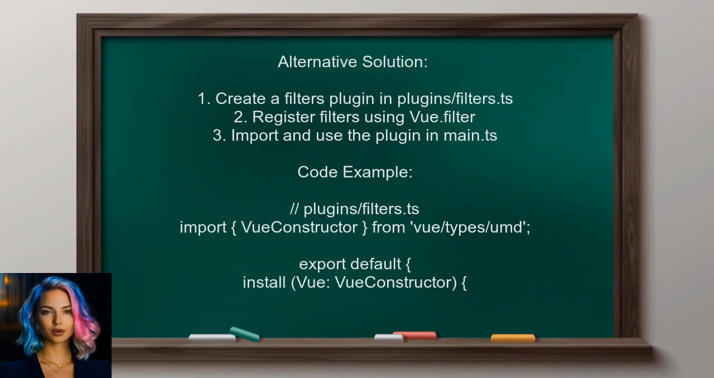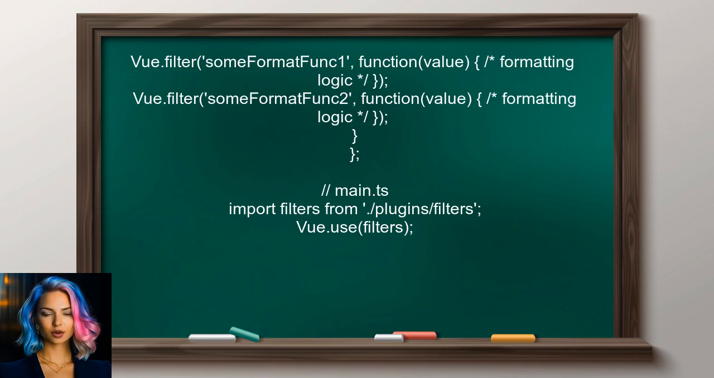An alternative approach to binding Vue filters with TypeScript involves creating a plugin. This user suggests defining your filters in a separate file, such as plugins/filters.ts, where you can register each filter using the Vue.filter method. Then, in your main.ts file, you simply import this plugin and use Vue.use to install it.